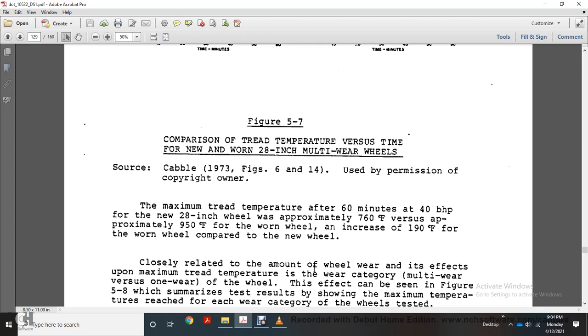Closely related to the amount of wheel wear is the effect upon maximum tread temperature of the wear category, multi-wear versus one-wear wheels. This effect can be seen in the figure, the 5/8 minute summary test result, which shows the maximum temperature reached for each wear category of the wheels tested.